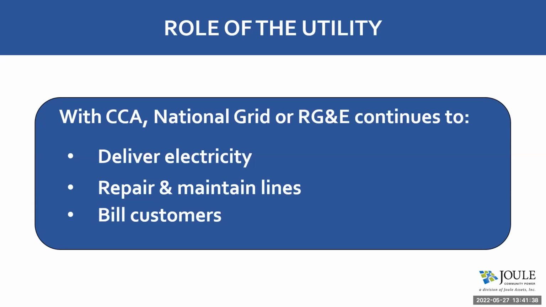Okay, so what about the role of the utility? With CCA, National Grid or RG&E, your utility, continues to deliver electricity, repair and maintain lines, and bill customers. So everything that you currently use your utility for, whether you have a meter issue, some questions or concerns about your bill, or your power goes out, anything like that, you continue to use your utility for that. They're still there for you. It is simply a little supplier change, so your relationship with the utility does not change whatsoever.